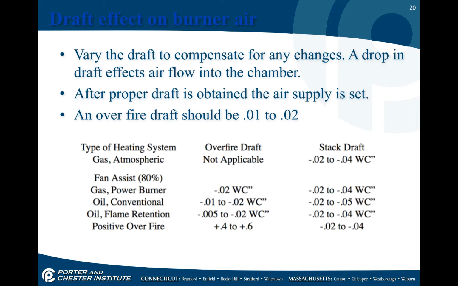We want to vary the draft to compensate for changes. A drop in draft affects airflow into the chamber. After proper draft is obtained, the supply air is set. Okay, an overfire draft should be a negative 0.01 to a negative 0.02. And this chart here actually shows you what the recommended drafts are from most of the manufacturers. Okay, so for a conventional oil burner, we want a negative 0.01 to a negative 0.02 water column. For an oil burner with flame retention, that's a much tighter flame, you can actually drop that to a negative 0.005 to a negative 0.02.